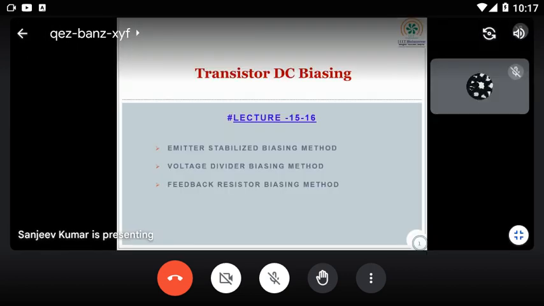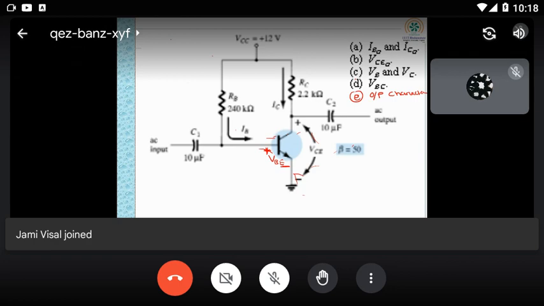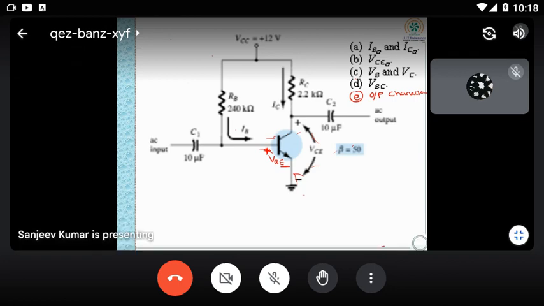On that, using that method, one question I have, or example I have shared. So same example here. The earlier method, that is the fixed biasing method. In this method, same thing, RB and RC are there. This derivation we have seen earlier. Based upon that, have you solved this question or not?